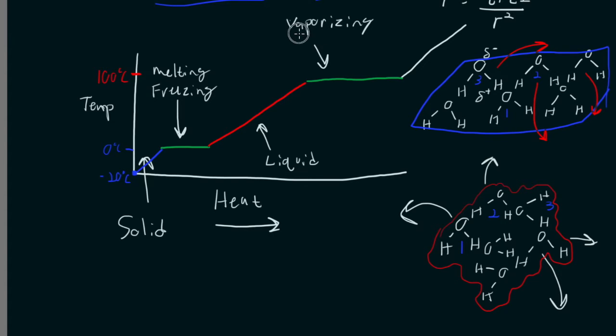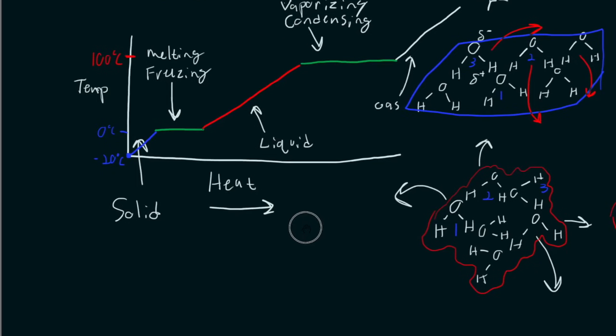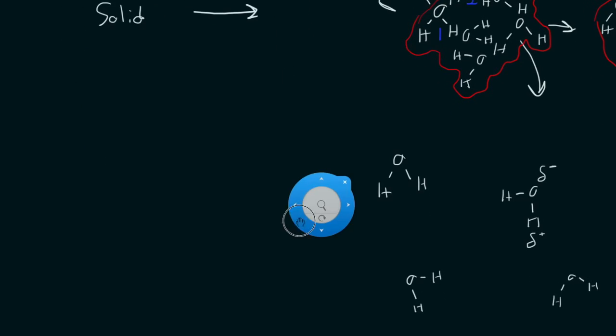And condensing. I probably spelled that wrong. And then our final line, our highest line, is going to be our gas. So we should be able to identify all 7 of those words on a phase diagram, or on a heating curve. So now let's look at a phase diagram. That is the other thing we want to look at here.